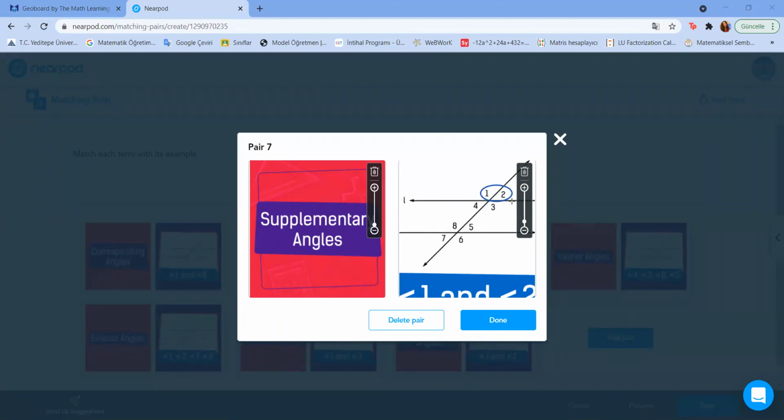1 and 2, 2 and 4, 2 and 3, 3 and 4, 5 and 8, 5 and 6, 6 and 7, 7 and 8.